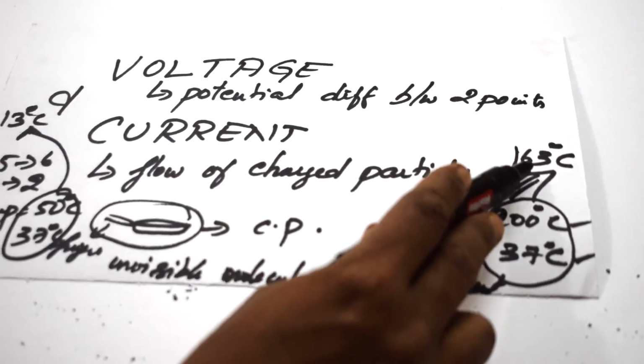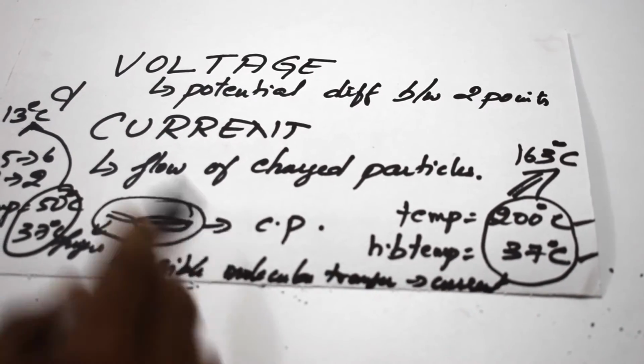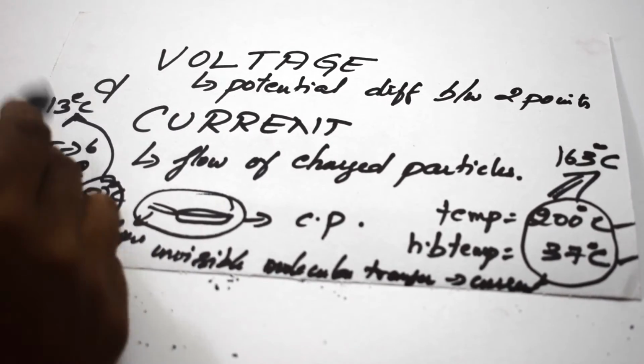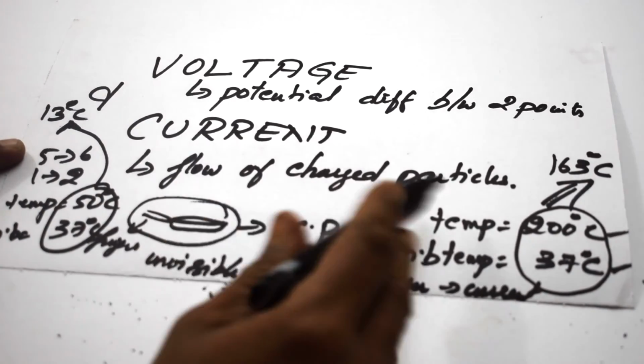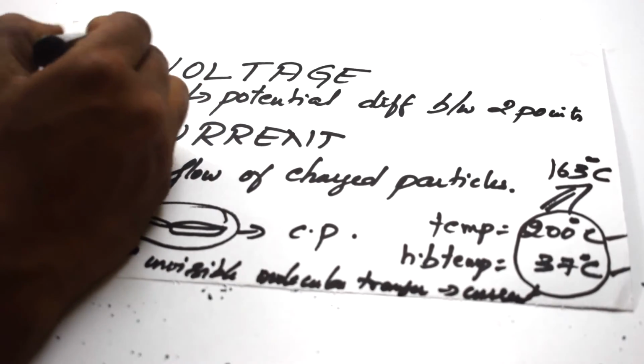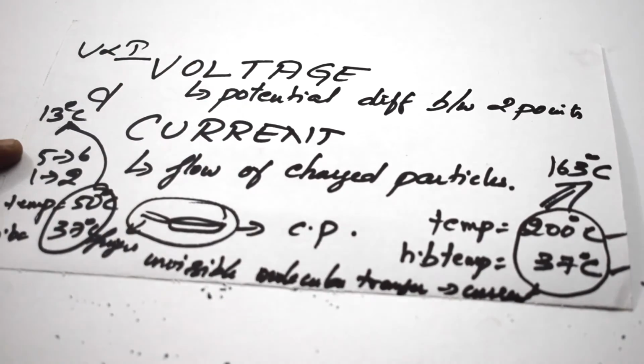So with 163, the flow of charged particles is high, and if the difference is 13, the flow of charged particles or invisible molecular transfer is very, very less. As I'm going to say, V is proportional to I: if voltage increases, current increases.